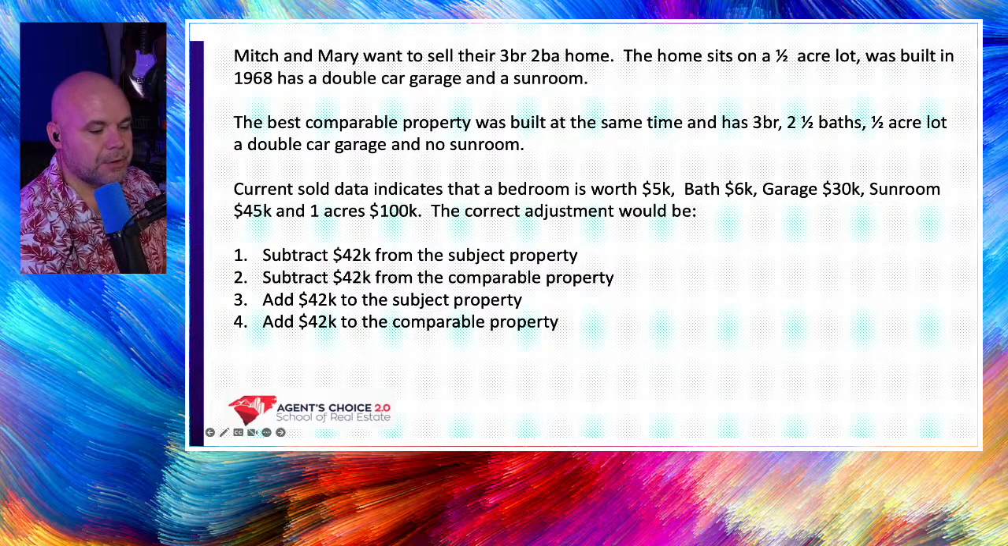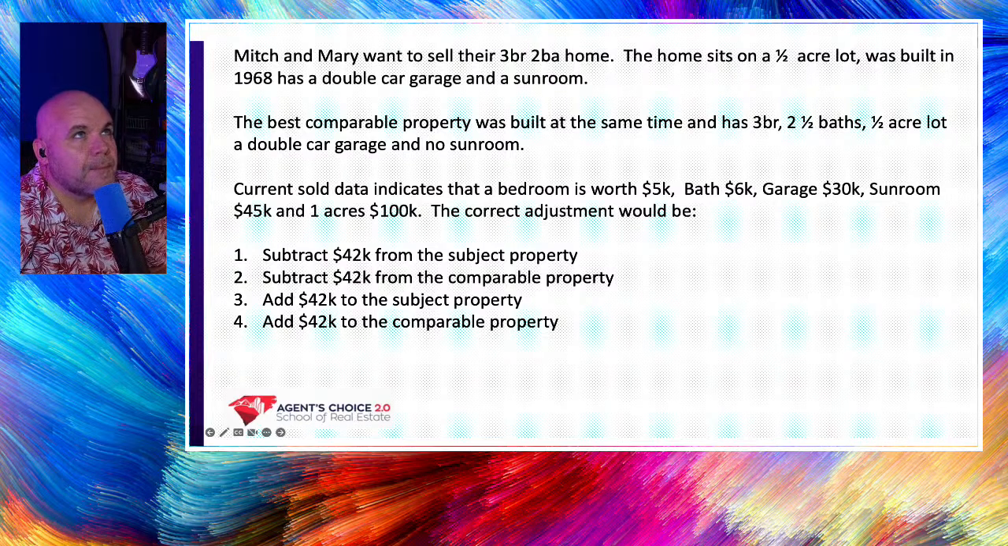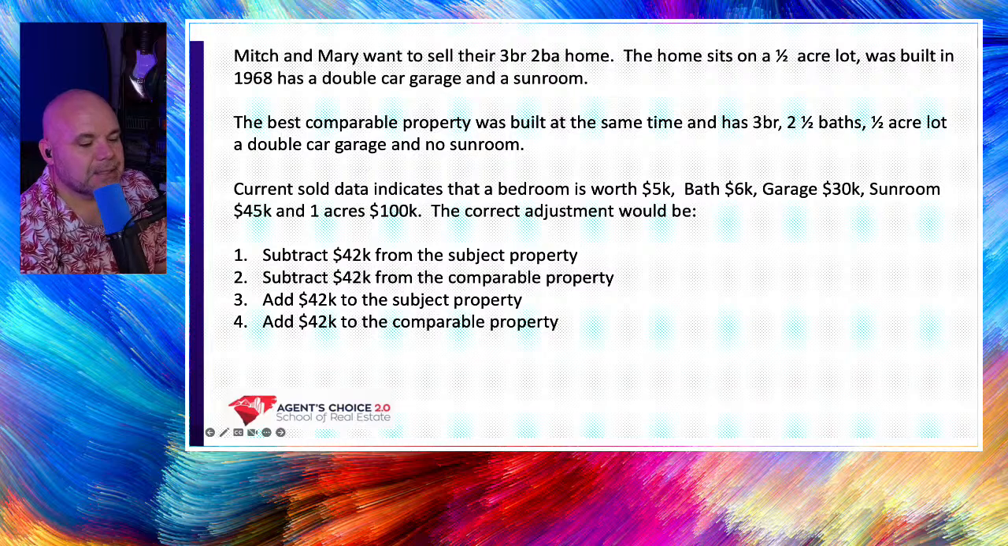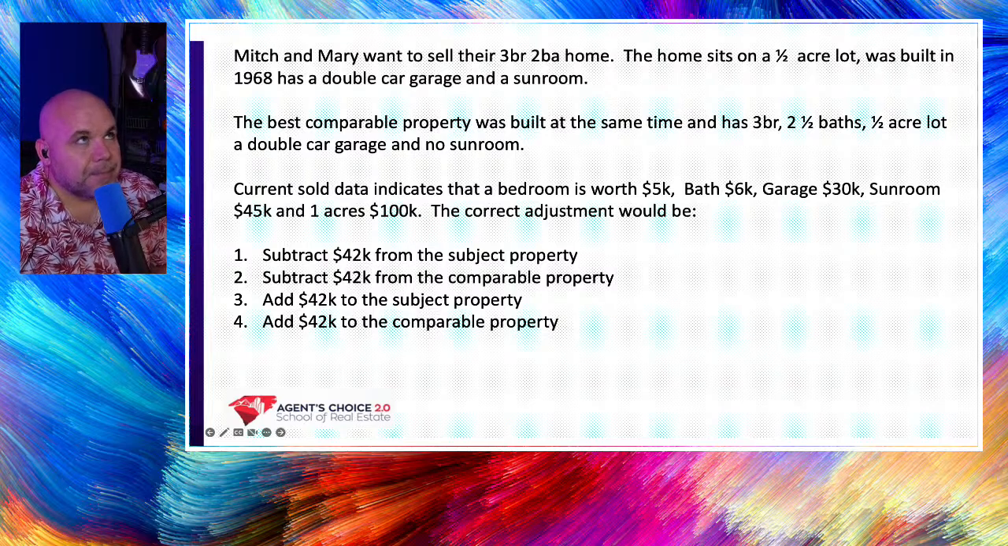How much is a sunroom worth? $45,000. Is that the end of it? That's all the differences, right? So, looks like we're going to make an adjustment change maybe of 42,000. Those are the only, see, here's a case where we didn't need to do any math. All answer choices involved $42,000. We just need to know what to do with it.